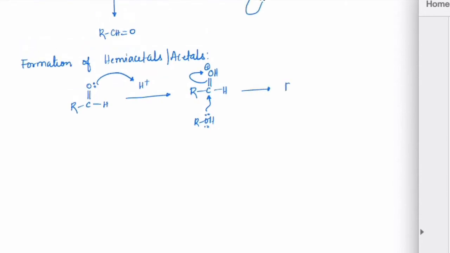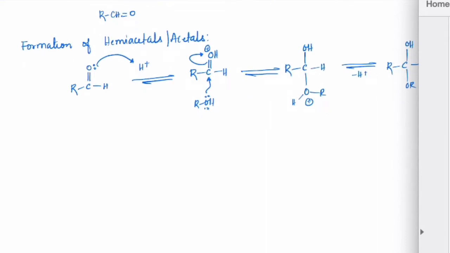As it attacks, you can see it will form RCOH, H and OR H plus, which will release this H plus, and it will become RCOH, H and OR. And all these steps, if you observe, are reversible. All these steps are reversible. Okay, so what we got here is a hemiacetal. This is how the hemiacetal is formed.